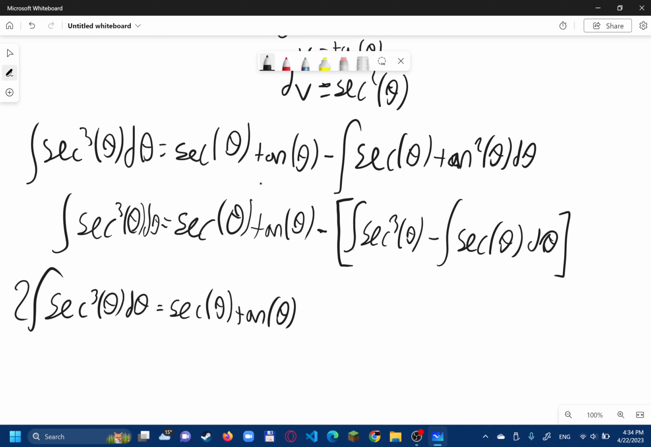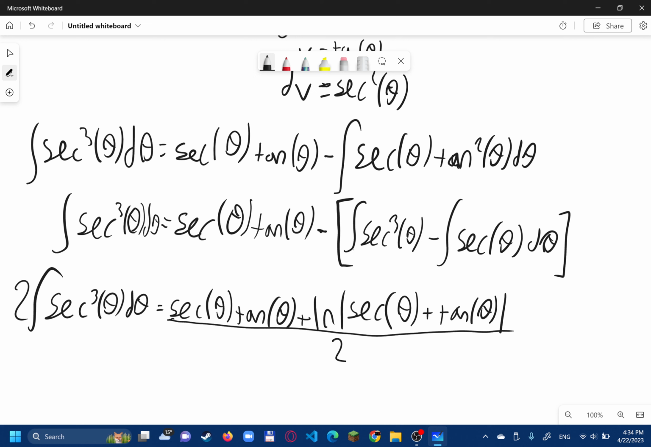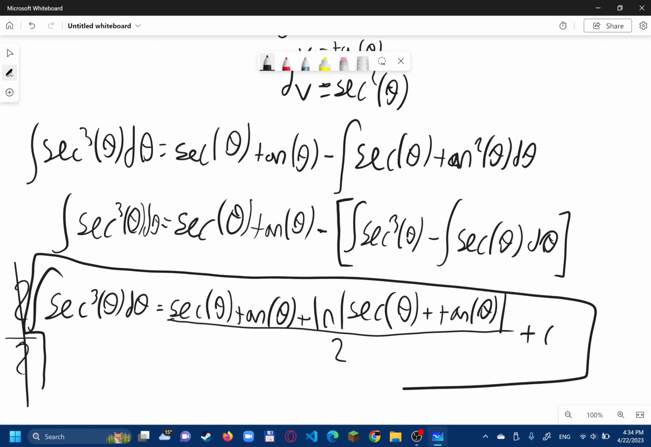Minus times minus is equal to positive, so positive integral of secant theta, which is just the ln of the absolute secant theta plus tangent theta. And if we divide both sides by 2, we end up with this as our final result. Of course, there's a plus c at the end.